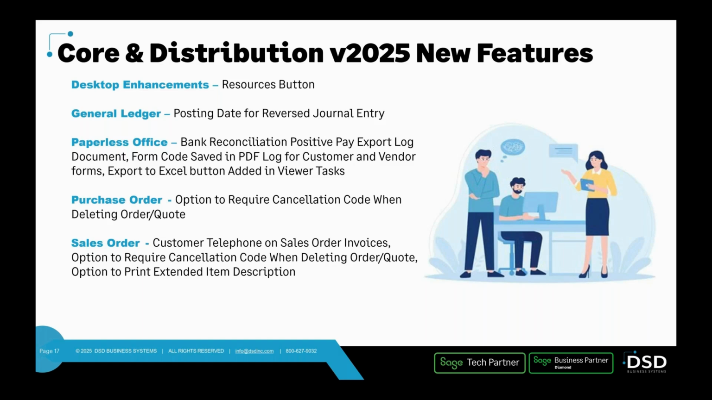In purchase order, we now have the option to require cancellation codes when you're deleting an order or a quote, which is also a feature that's been added into the sales order module. Additionally, in sales order, the customer telephone number will now print on sales order invoices. And any extended item descriptions are now available to print on any of the sales order forms, but also reports, which is very helpful.